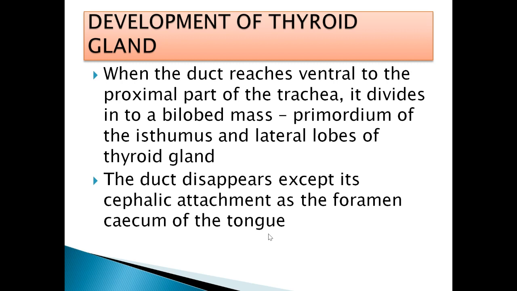This foramen cecum of the tongue will be appearing in relation to the sulcus terminalis. Just now we have seen the ventral 2/3 and the dorsal 1/3 of the tongue. When they fuse, it will be called as the sulcus terminalis. In relation to the sulcus terminalis, this foramen appears, foramen cecum.